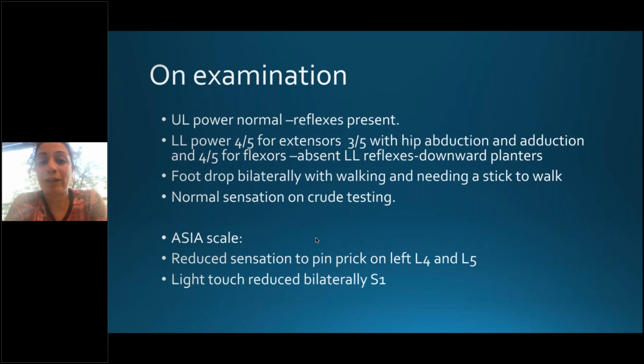When we tried to examine her gait, she had a foot drop bilaterally when she was walking. And as I said, she needed support for her walking, and she had normal sensation on crude testing.